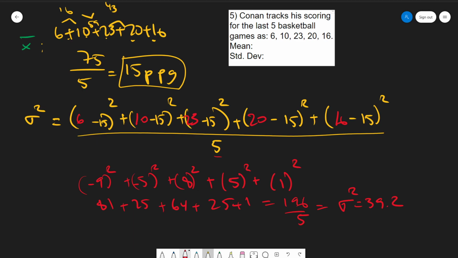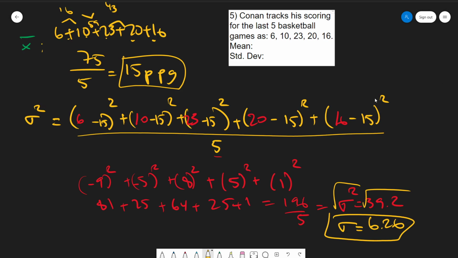And then what's that last thing we're always going to do? Take the square root of it. To get our standard deviation, which is 6.26. So don't forget that last step to take that square root.